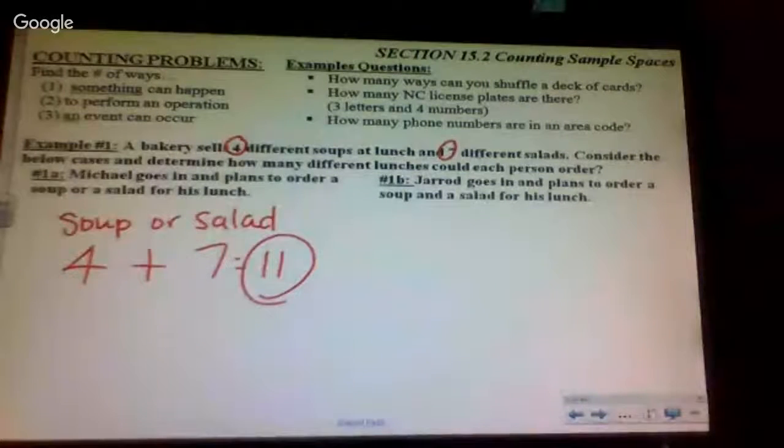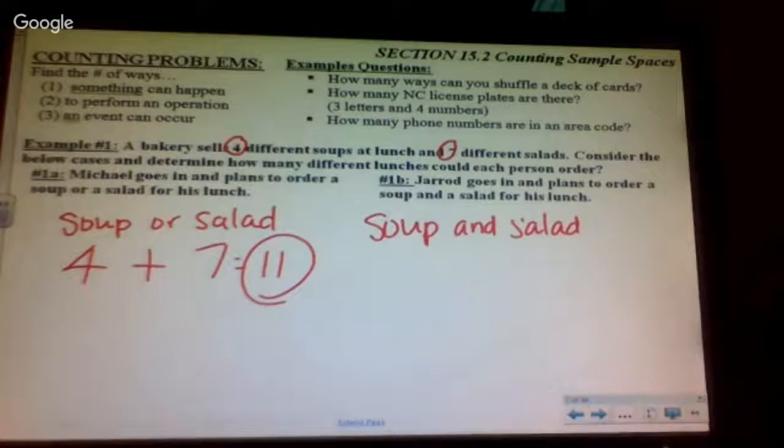So, Jared goes in and plans to order a soup and a salad. And means multiply. So now we've got soup and salad. Again, soup is a 4, and means to multiply, times 7 is 28. Okay, so if you want soup and salad, you've got 28 different options.